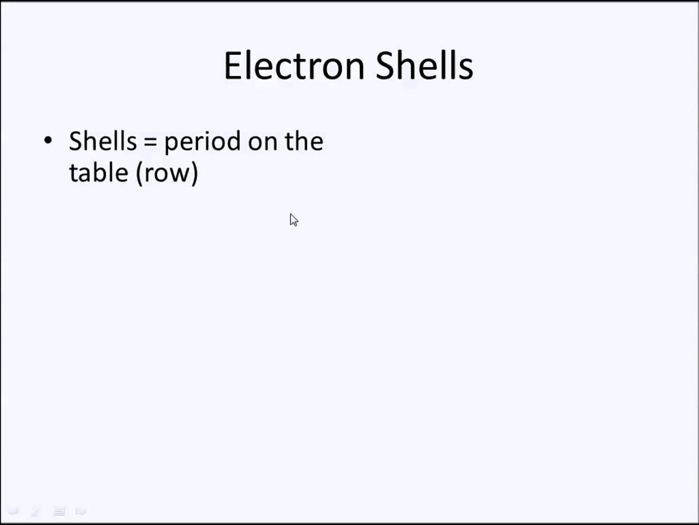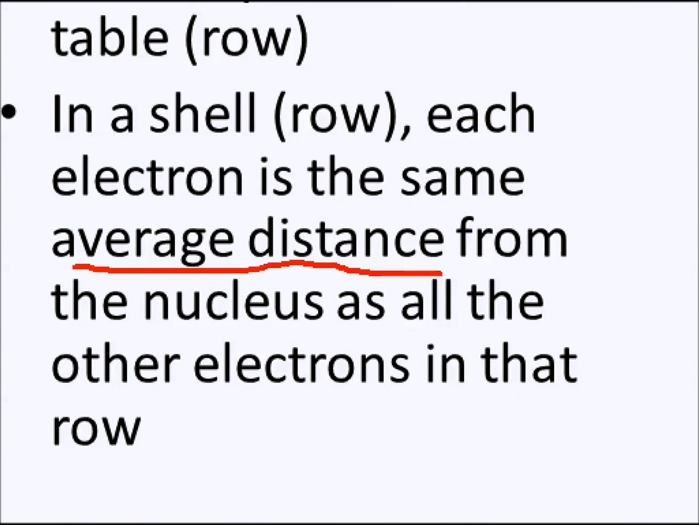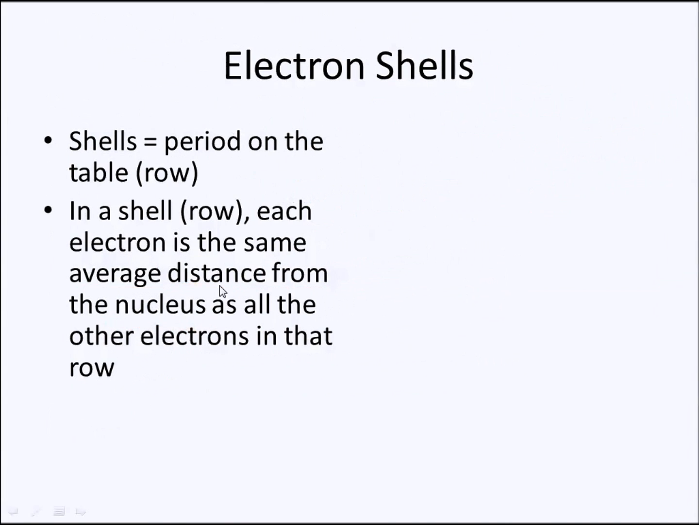So then there are 7 shells in total, and in each shell, each electron is the same average distance from the nucleus. So if you look at electrons going across this row, you need to pretend that they are the same distance as the others. I know that they're in different orbitals, like one's in an s orbital, one's in a p orbital, and they're all different. But you need to pretend that in the same row they're all the same distance from the nucleus.